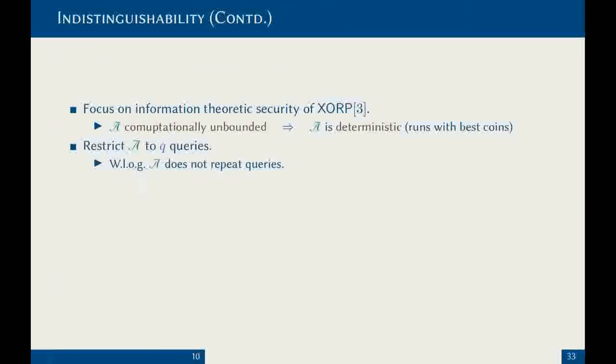Now, since our focus is on information theoretic security, we assume that the adversary is computationally unbounded. So, without loss of generality, we can assume that it runs with the best coins. So, we assume that it is deterministic. The only restriction we place on the adversary is that we restrict it to making Q many queries. And without loss of generality, we assume that it does not repeat any query, because when it repeats a query, it will get back the same reply.